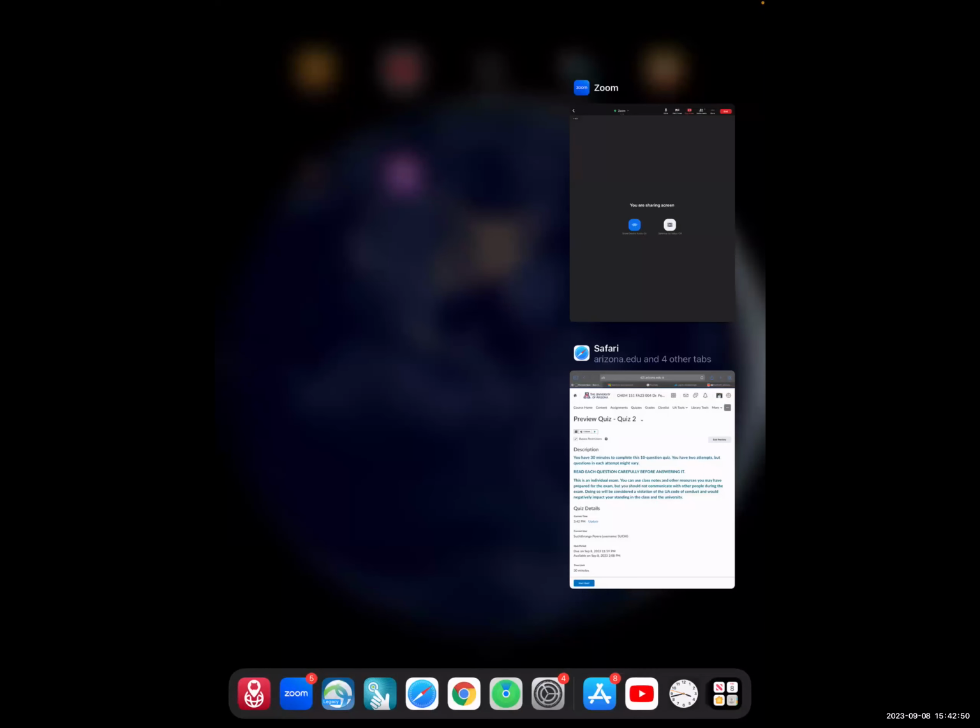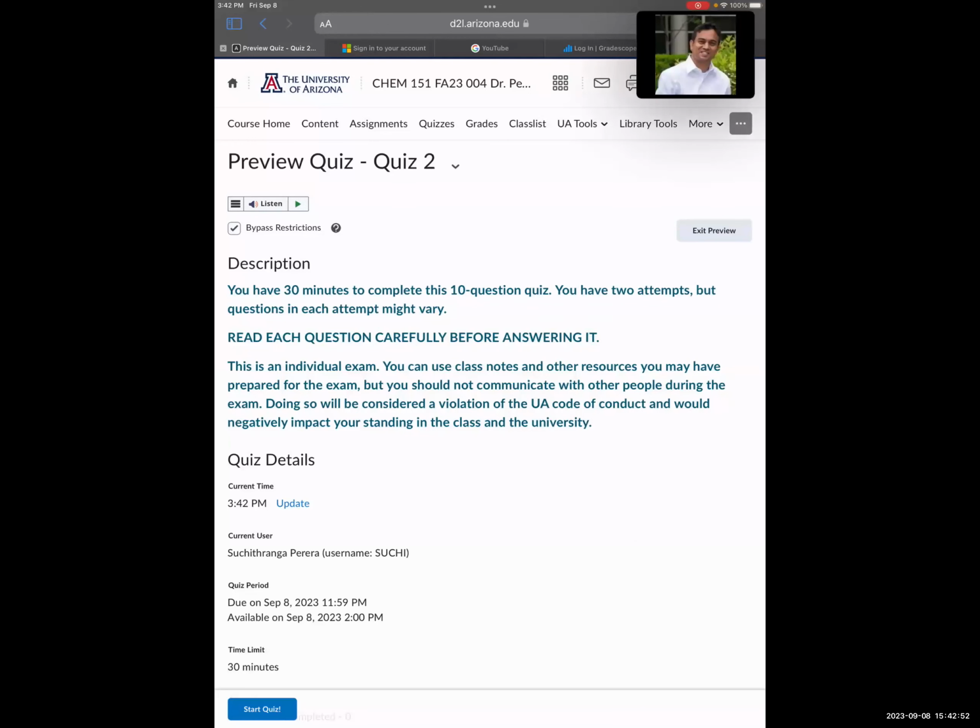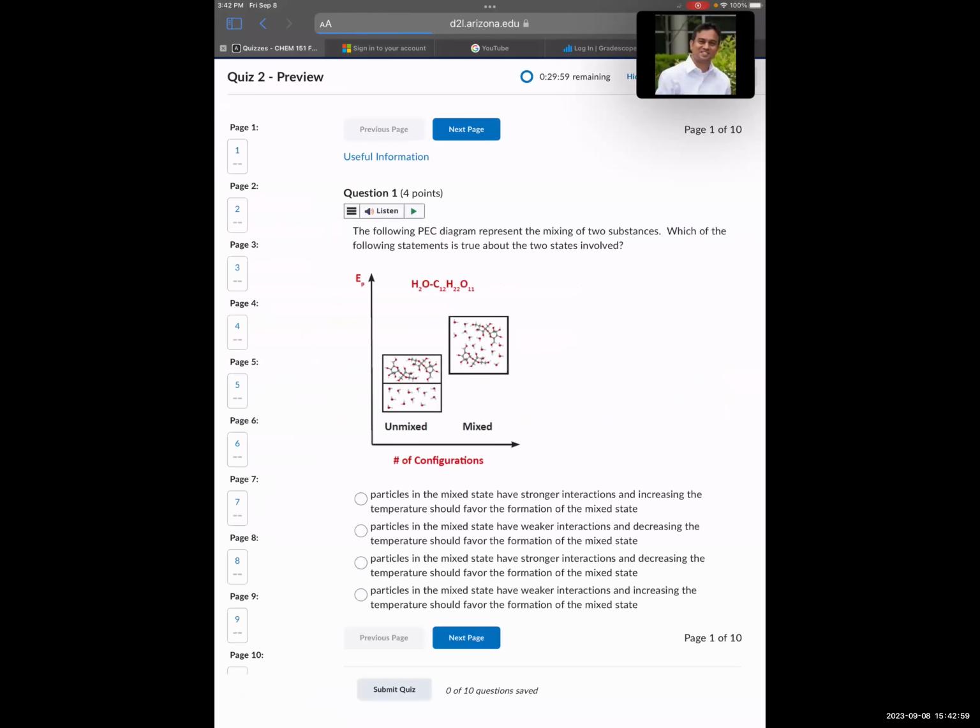All right, so let's go with some questions from quiz 2. Let's see. The first question: the following peg diagram represents the mixing of two substances. It's a process. Which of the following statements is true about the two states involved?